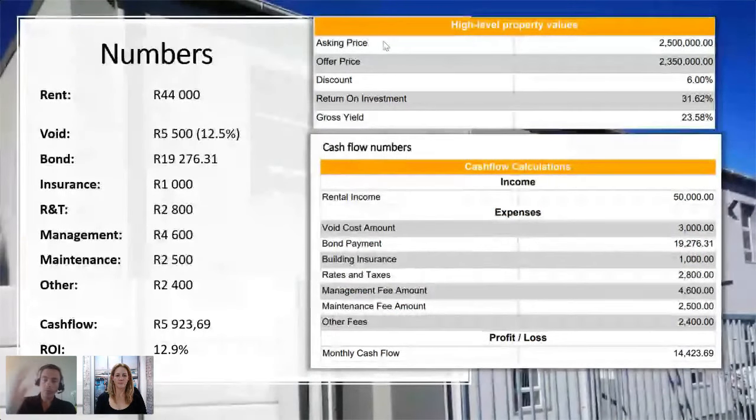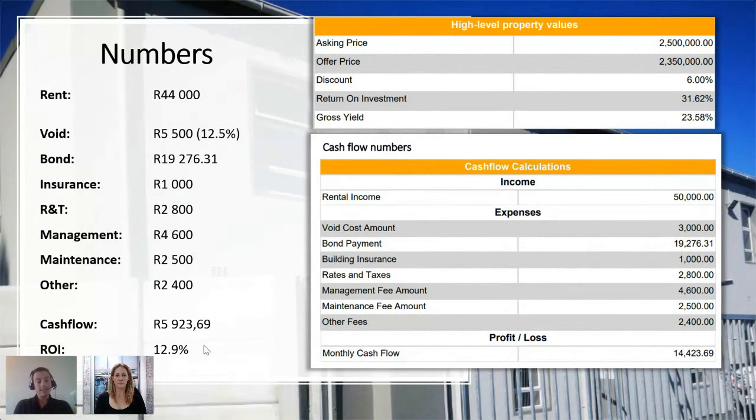So on the right-hand side, you're seeing the proposal from the sourcing agent in terms of what they were offering. Here, I've just rerun the numbers using what I've learned from TPN. So reduce the rent, because 5,500 is realistic in that area. I've added a 12.5% void because I see it as a very high risk investment. And essentially, the cash flow is now sitting at sort of 6,000 with the return on investment at 13%.